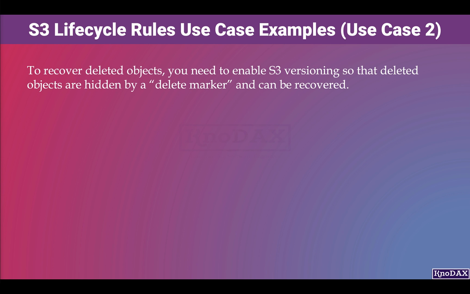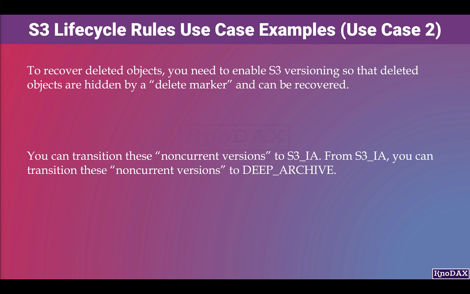To recover deleted objects, you need to enable S3 versioning so that deleted objects are hidden by a delete marker and can be recovered. You can transition these non-current versions to S3 IA. From S3 IA, you can transition these non-current versions to Deep Archive.